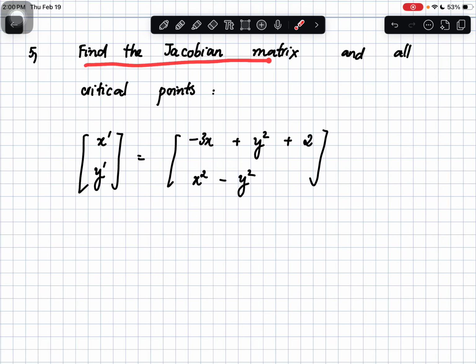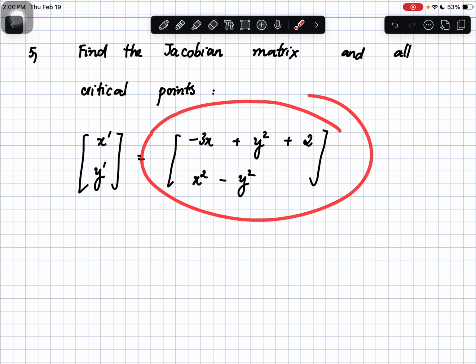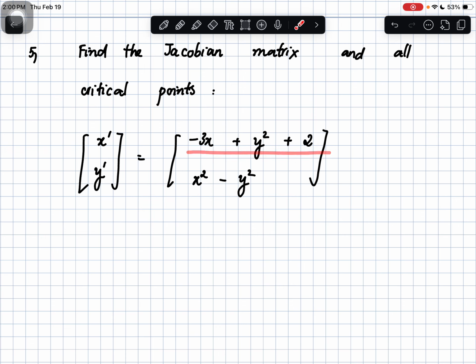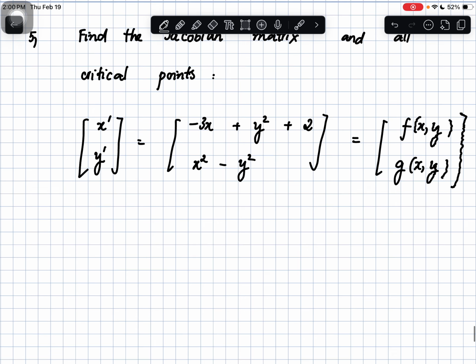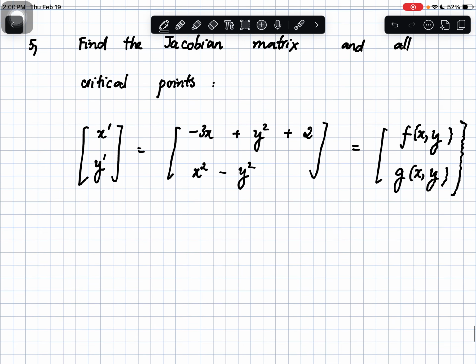Find the Jacobian matrix and all critical points of this system. By the way, this is an example of an autonomous system. Let me call the first function f(x, y) and the second function g(x, y). So let's compute the Jacobian matrix J.